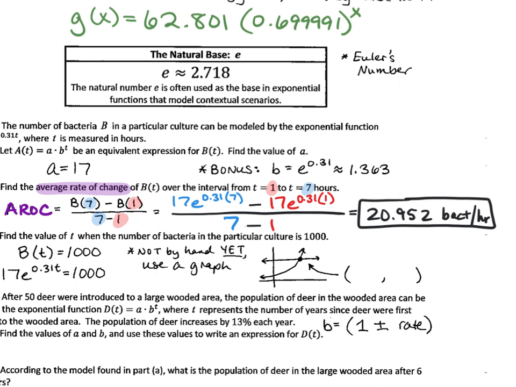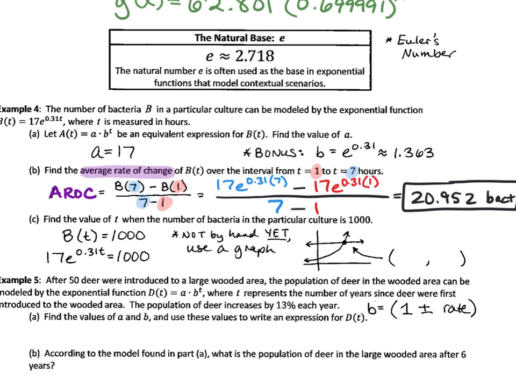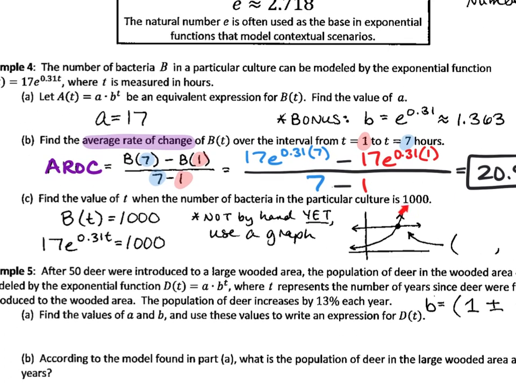But another question I can ask you with this sort of information is to find the value of t, so find the time. I'm asking when the number of bacteria in the particular culture is 1,000. So this time I'm giving you the output. I'm giving you B of t. Your job is to find t. Now again, we don't know how to do this yet by hand. We haven't learned quite yet. So what we're going to do is, again, use technology to do this.